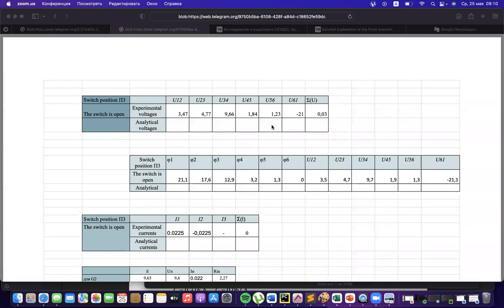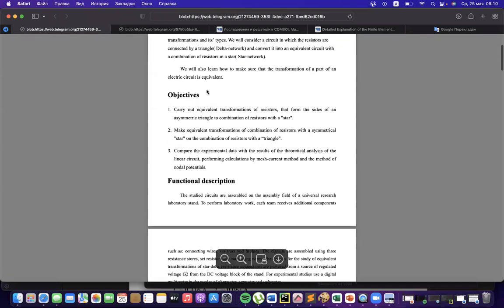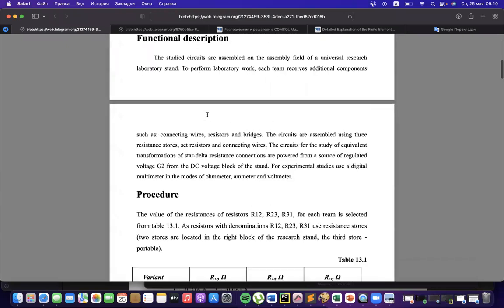Just maybe this material will be useful for other students. Here it is. Yeah, you see it. Here it is, the file that you sent about laboratory work.